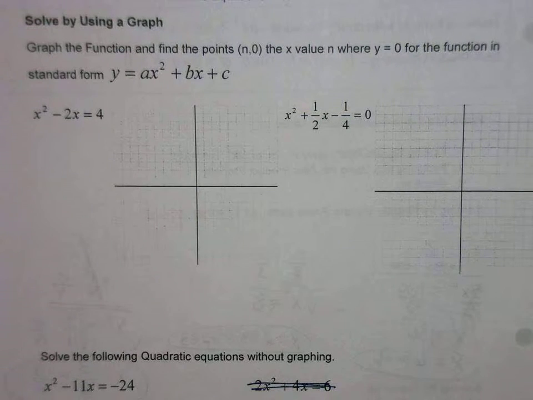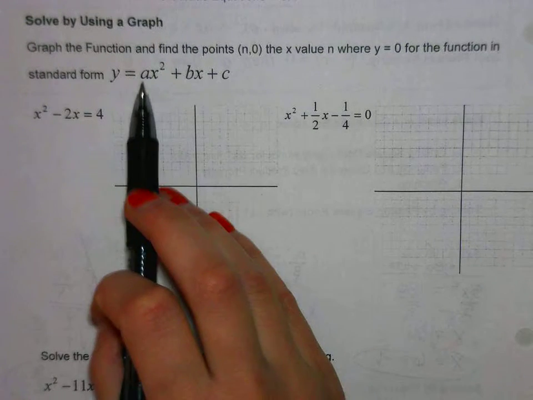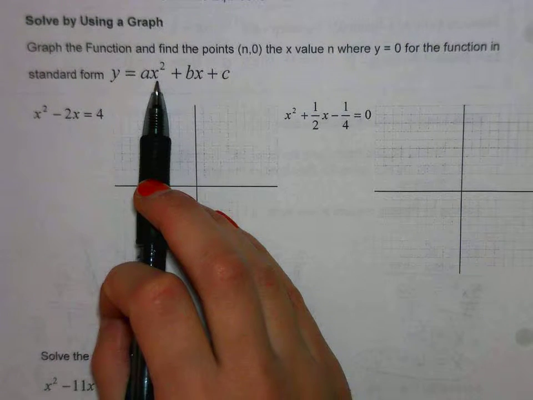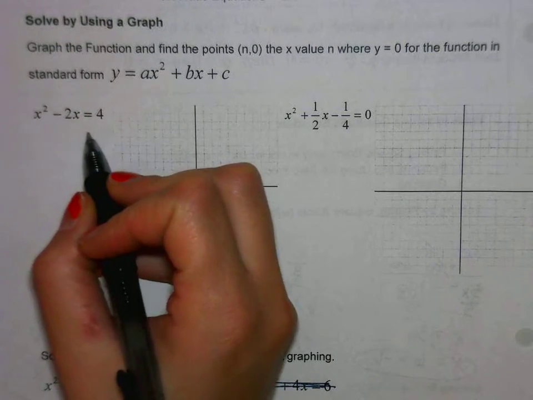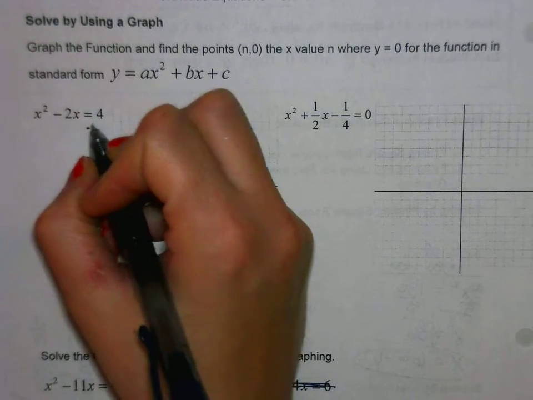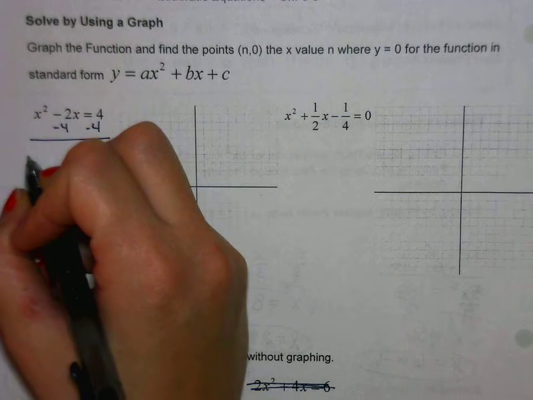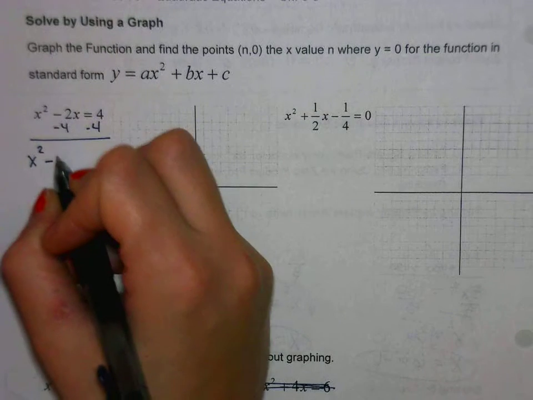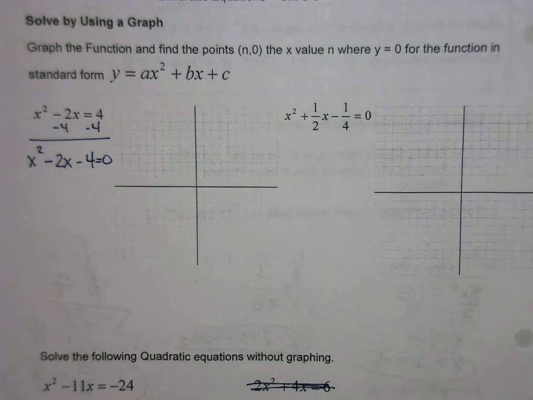Solve them by graphing. So first of all, in order to graph, we want them in standard form, ax squared plus bx plus c. So for our first quadratic function, we're going to want to subtract our 4 from both sides. So now we have our quadratic function of x squared minus 2x minus 4 equals 0. In order to do this, I'm going to show you how we can use our calculator to graph.